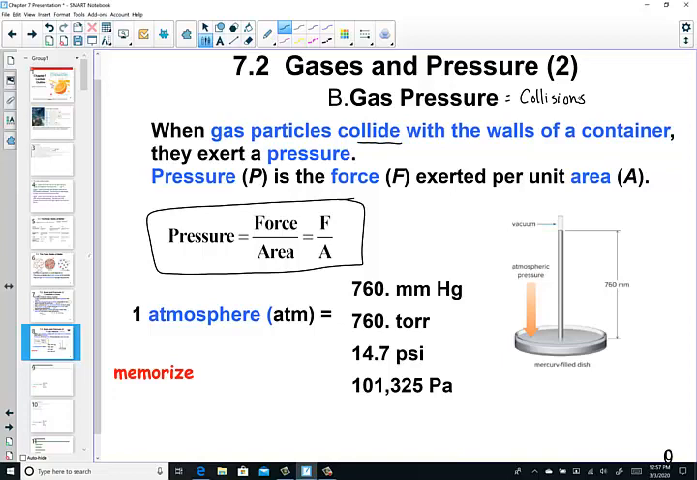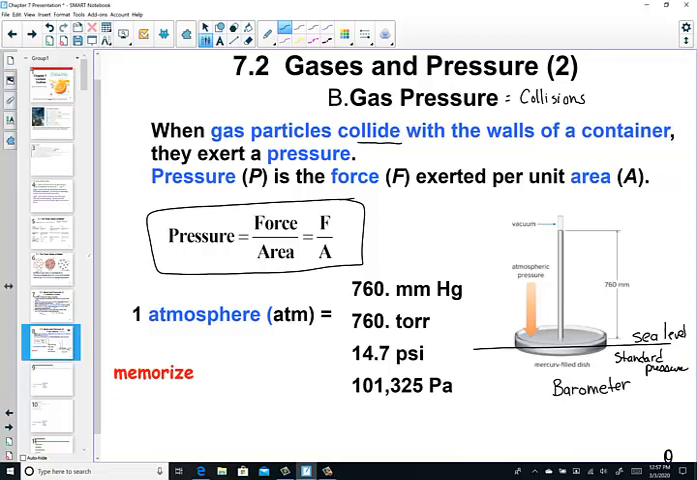Now, how do we measure pressure? One such device is called a barometer, and this is a picture of a barometer here. If you're standing at sea level, so not high up on a mountaintop where the air is thinner, or deep down in a valley where the air is thicker, but right at sea level, we have what's called standard pressure.